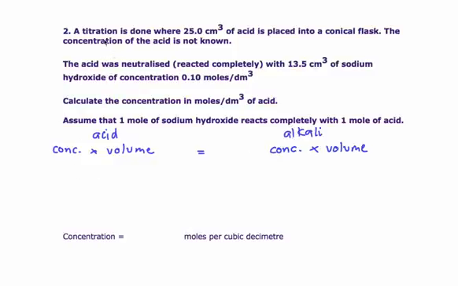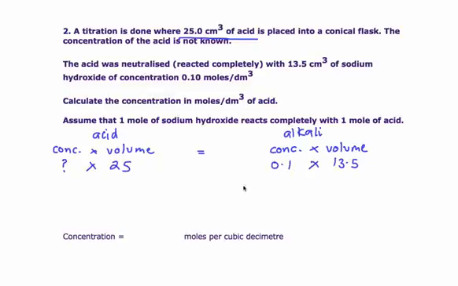Now what we have is a titration is done when 25 centimeters cubed of acid is placed into a conical flask. The concentration of the acid is not known. So here's our acid. We have an unknown concentration but a volume of 25. And for our alkali, the acid was neutralized or reacted completely with 13.5 centimeters cubed of sodium hydroxide, which is our alkali. So we have 13.5 centimeters cubed over here, and the concentration is 0.1 moles per decimeter cubed.